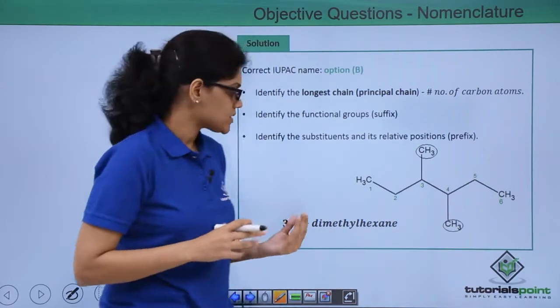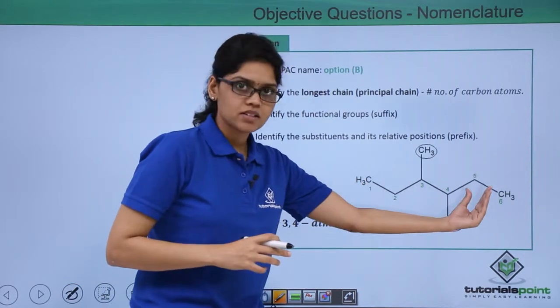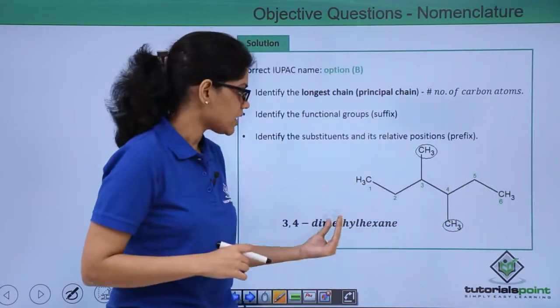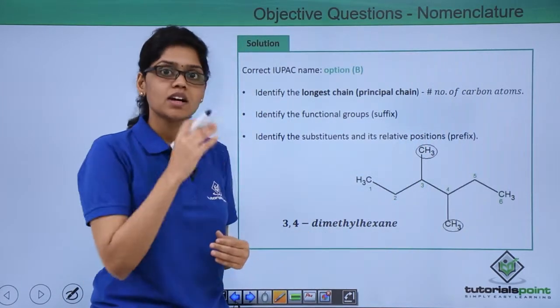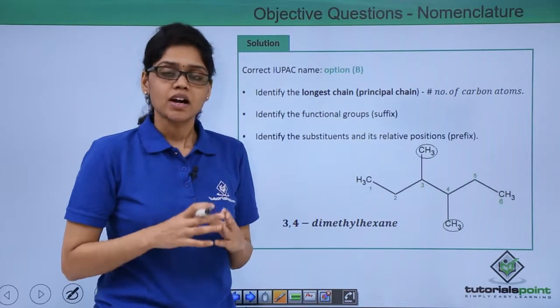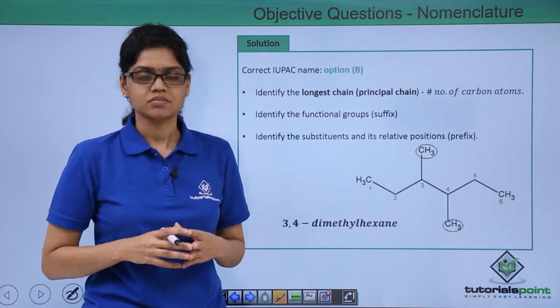So the correct name would be simply 3,4-dimethylhexane, as hexane is the parent chain, that is there are 6 carbon atoms, and the 2 substituents, the 2 methyl groups, dimethyl groups, are at 3rd and 4th positions. I hope you are very clear on how we have arrived at this particular name of the given structure. Thank you.